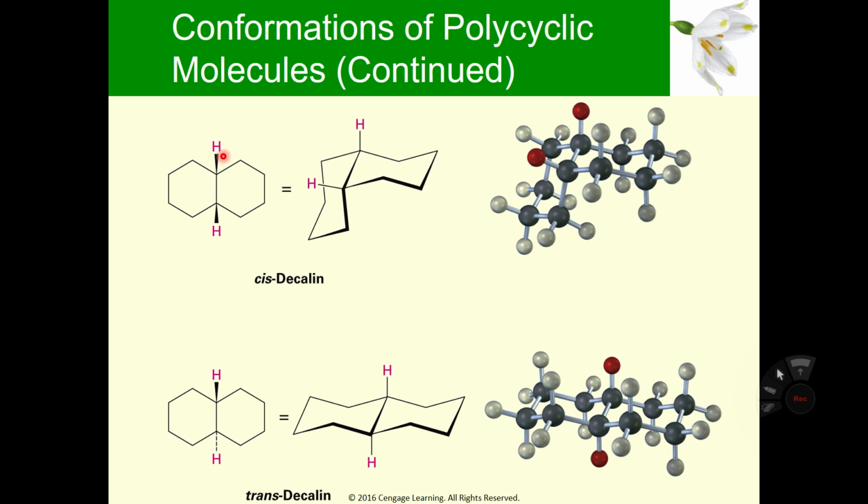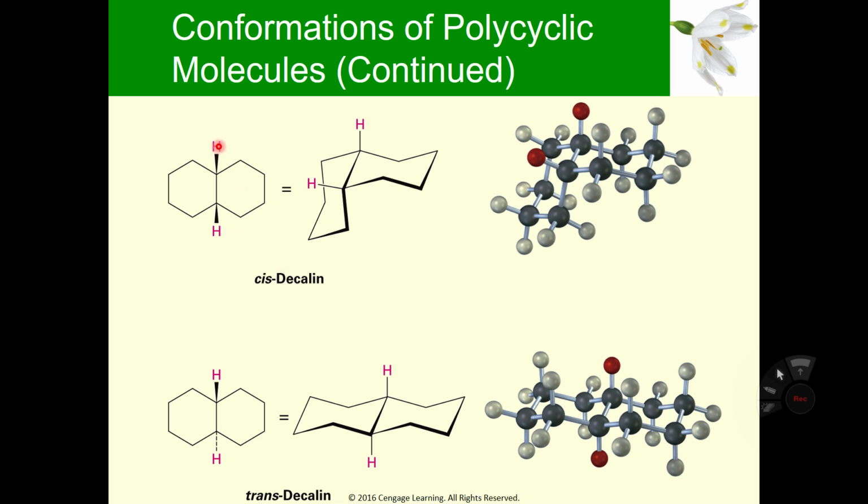This is cis because both of them are pointing up. In this case, CH is pointing up. The dotted line represents pointing down. Therefore, these two hydrogens are trans. If two six-membered cyclohexane rings are fused together, we call it decalin.